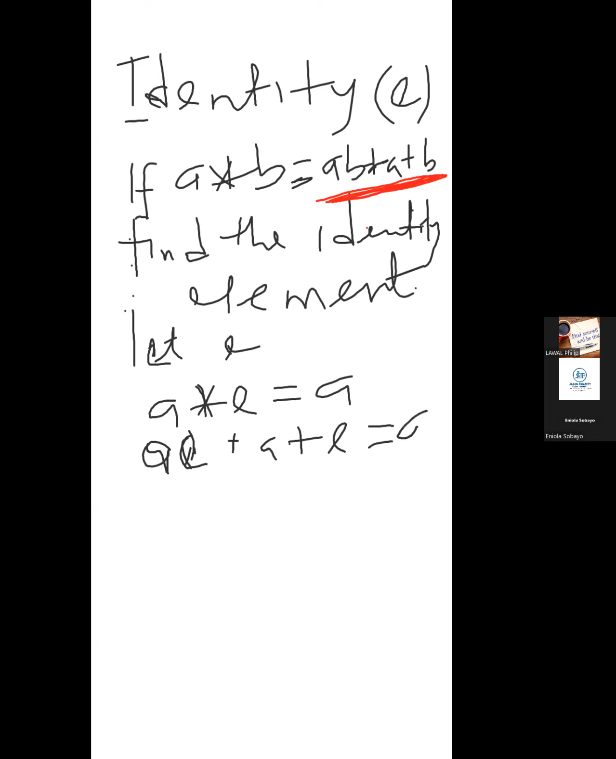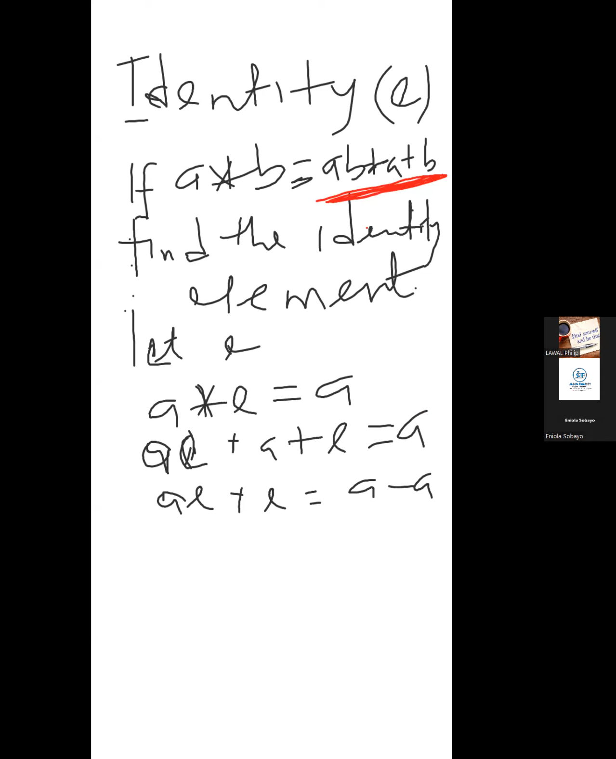That's the condition. AE plus A plus E. Wherever you see B, you replace it with the identity element, and at the end of the day, you must get your A back. So what do we do? What we are going to do is simple. Collect like terms. I can have AE plus E is equal to A minus A, because this A here has nothing to do, so I'm taking it to the other side.